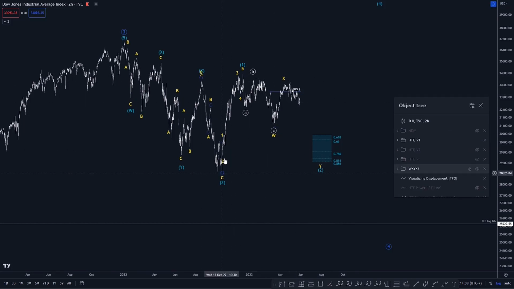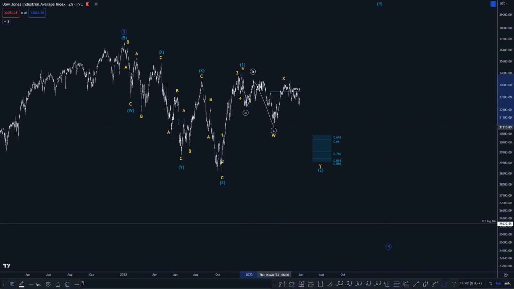where we impulsed up for a 1, clear 5 waves up off a low, a very impulsive leg, and we're correcting down. Either this is done as an A, B, C, and we actually impulsed up for a 1, we're correcting down for a 2, and we move up, or this is still correcting down like this, building a base.